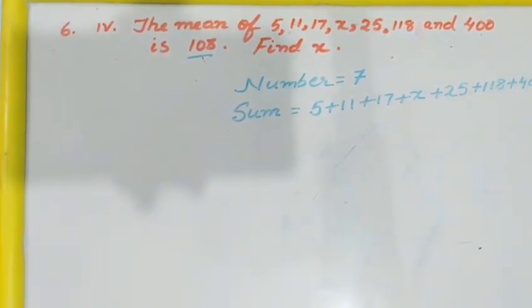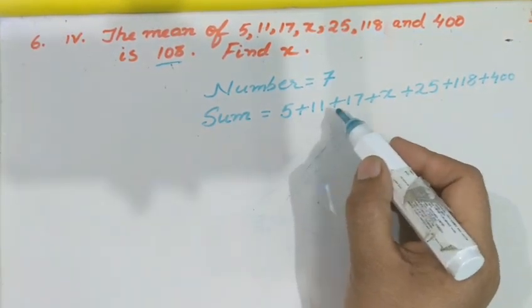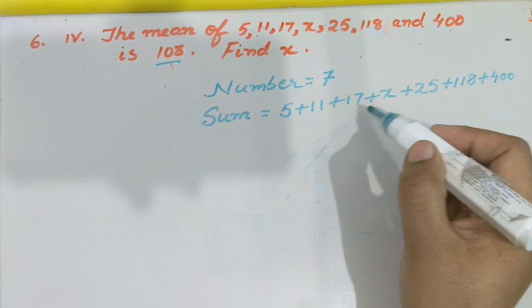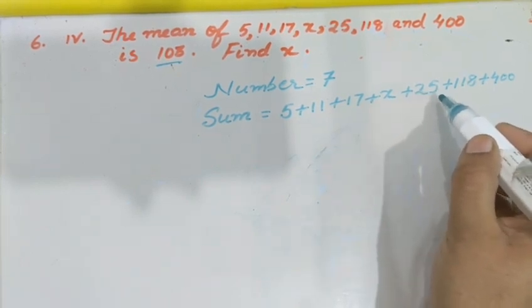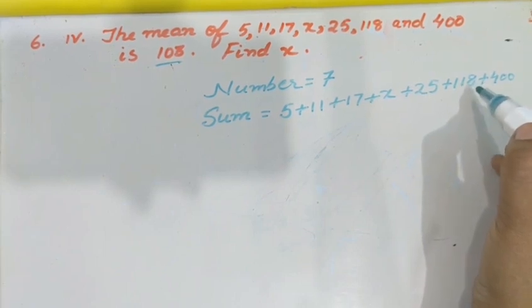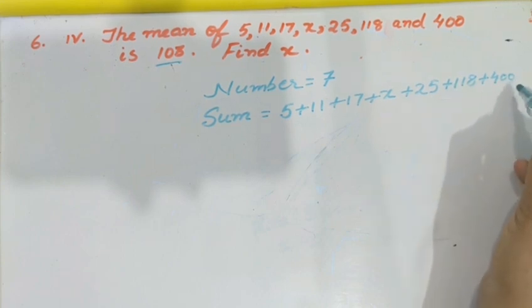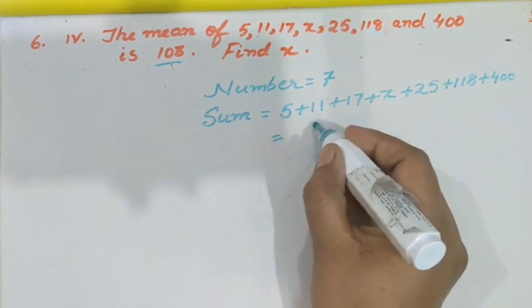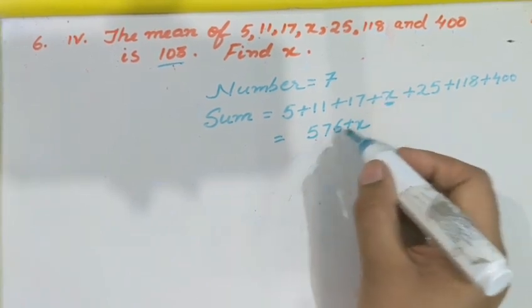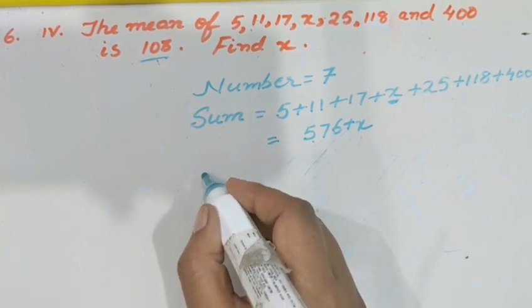So let's try to sum up these values. So when you sum up these values, 5 plus 11, 16, 16 plus 17, 33, 43, 53 plus 5, 58, 58, 68 plus 8, 76, plus 100, 176 plus 400 means 576. So the sum of these values is 576 plus x. As you know, these two are unlike terms, can't be added. Now let's find the sum, total sum.